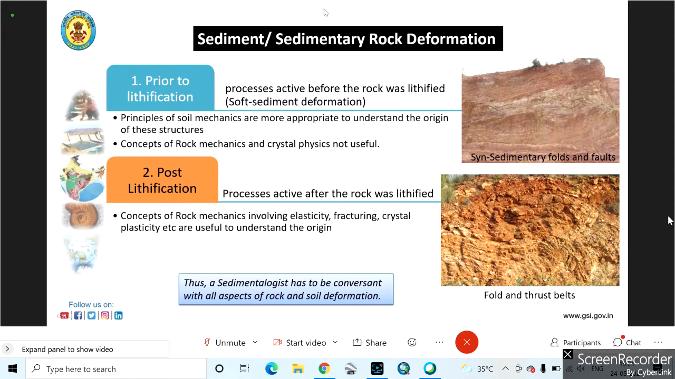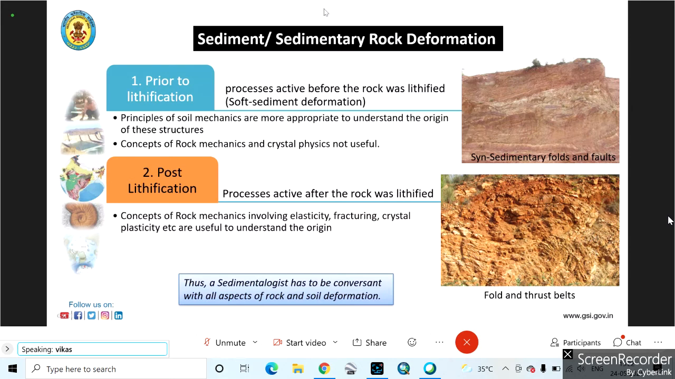Okay. So, as such, the rock mechanics principles will not apply here when you are talking about the structures which are prior to lithification, because they're unconsolidated. Once these sediments have been consolidated, you can very well apply rock mechanics principles like those of elasticity, fracturing, then crystal plasticity, which is basically the ductile regime, to understand the origin of those structures.